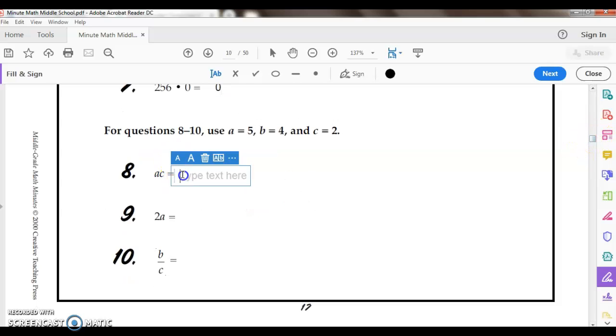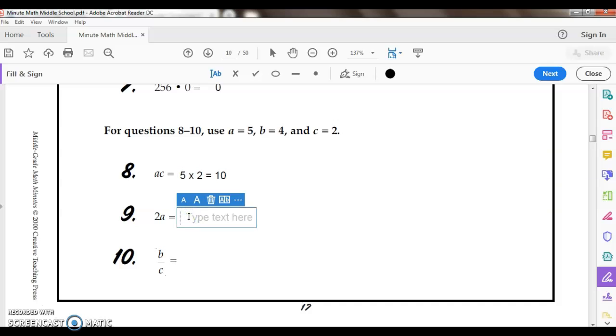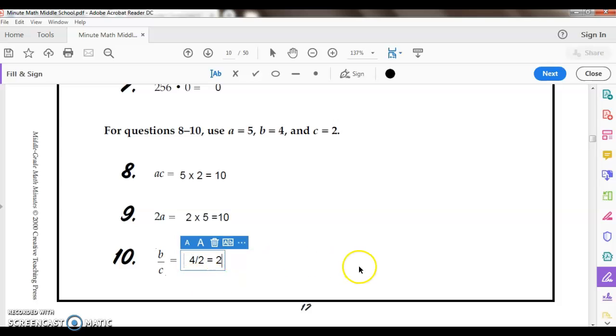Alright, this one. So we have A equals 5, B equals 4, and C equals 2. This one is just multiplying A times C. So that'll be 5 times 2, and it'll give you 10. 2 times A, so we already know that A is 5, so 2 times 5 equals 10. This one, we're dividing, so it'll be 4 divided by 2, and it'll give you 2.